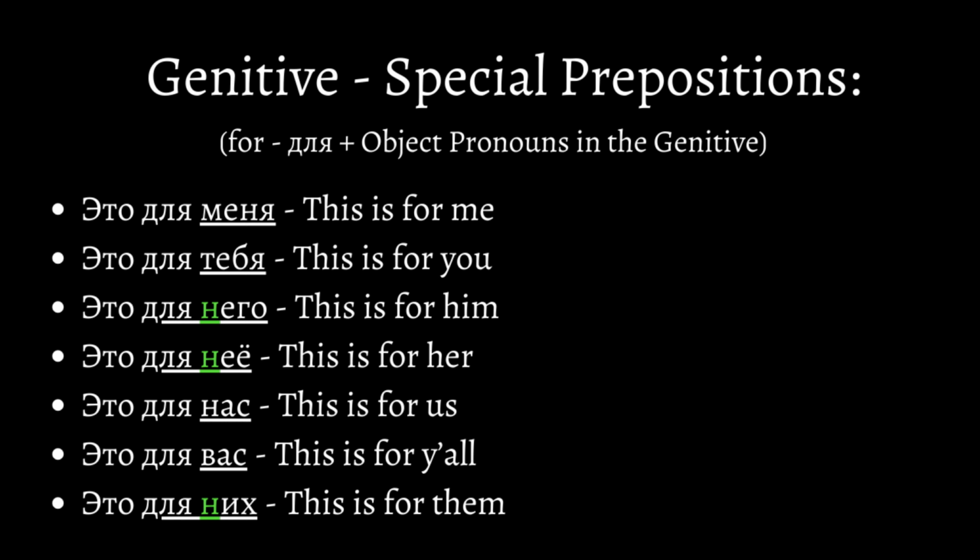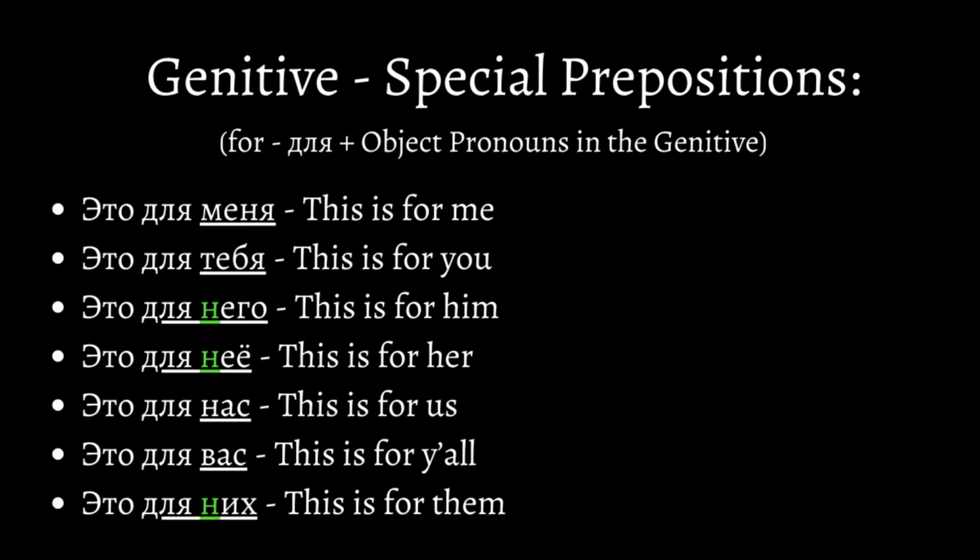Это для меня. Это для тебя. Это для него. Это для нее. Это для нас. Это для вас. And это для них. Don't forget about the consonant N.